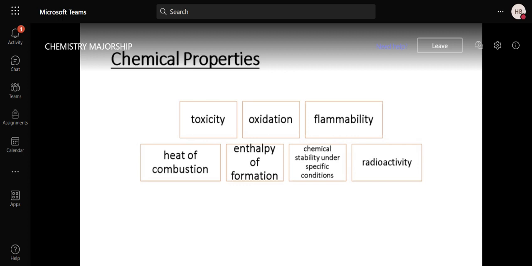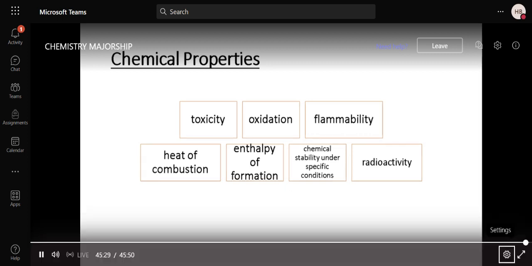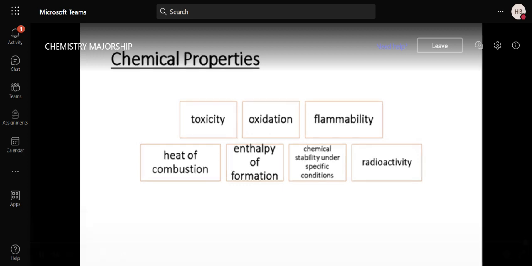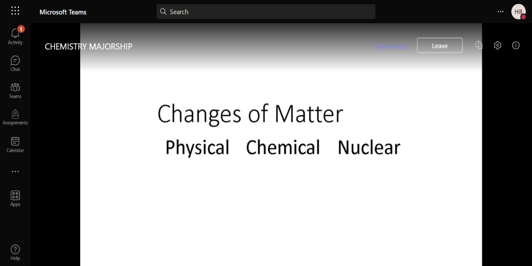ano bang na-observe mo dito? Merong production of a new substance. Now, how do you know? Okay, if a new substance is produced, madalas, yun nga pa yung sinasabi ko, there are changes in color, odor, taste, evolution of heat, evolution of gas, okay? Mga ganyan. And of course, yun na, makikita mo naman kung may bagong product na na-produce.